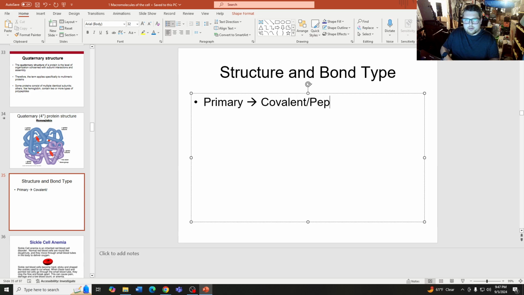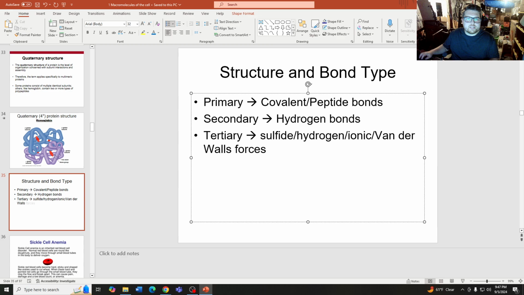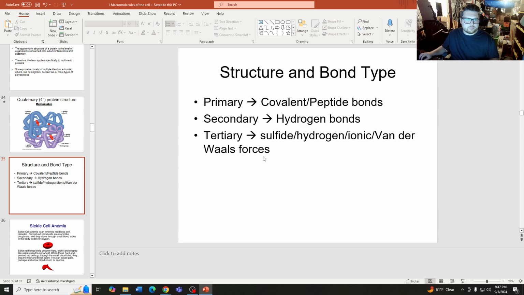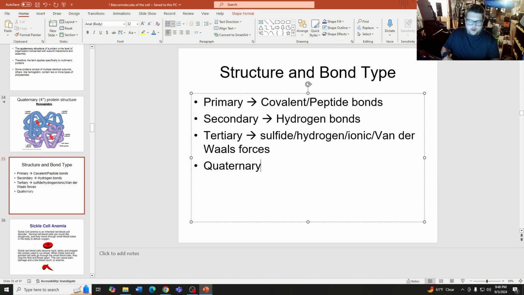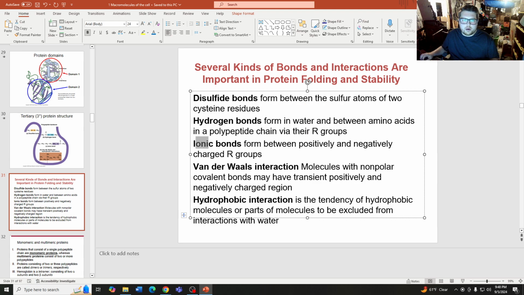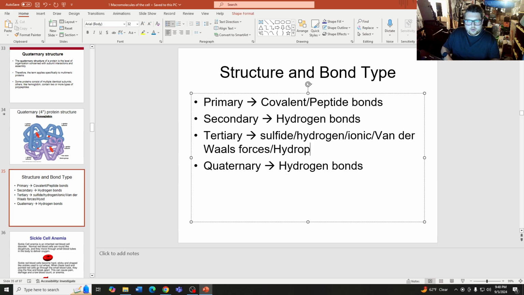Primary is covalent peptide bonds. Secondary is hydrogen bonds. Tertiary is disulfide, hydrogen, ionic, van der Waals forces. Two A's, not two L's. Quaternary is again hydrogen bonds. And I will double check that. So we have those disulfide bonds, hydrogen bonds, ionic bonds, and hydrophobic interactions. Most often, these are the four.